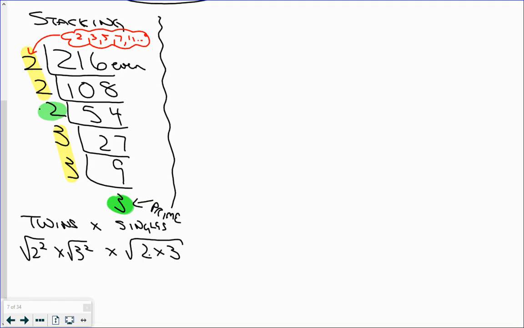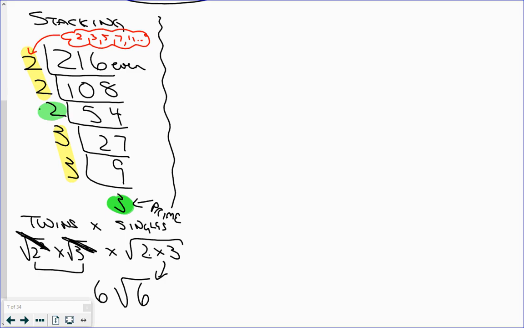house together. Now, what do you know about squares and square roots? They cancel off. So what I'm left with is 6 square root 6. So that was method number 1.